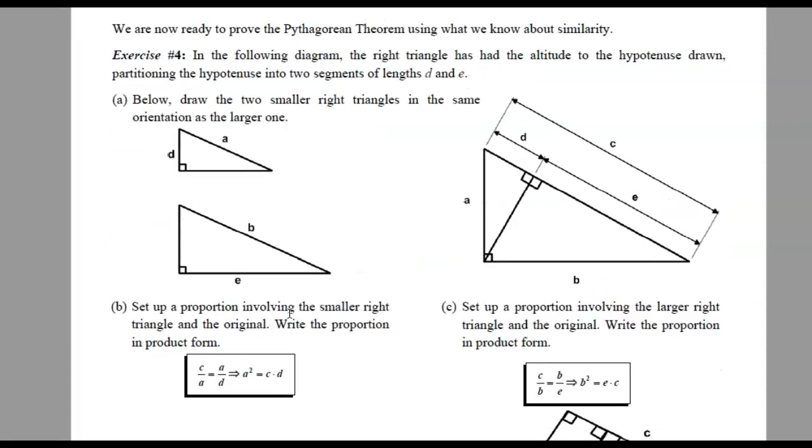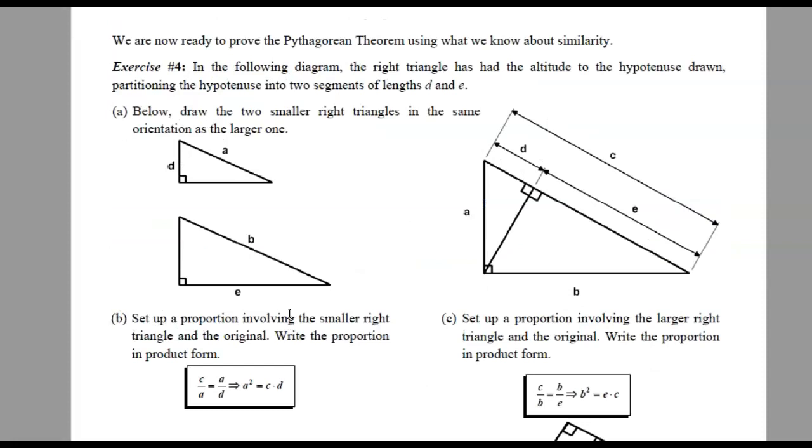All right, we're ready to prove the Pythagorean theorem using what we know about similarities. If we take the diagram, the right triangle now has that altitude drawn in. The original hypotenuse was C, in triangle ABC. We've split it, but we don't know how the split occurred, so we'll say D and E as variable lengths. If we redraw those triangles and orient them the same way, the small triangle is going to have A as its hypotenuse and D as its short leg. The medium-sized triangle is going to have B as its hypotenuse and E as its long leg.